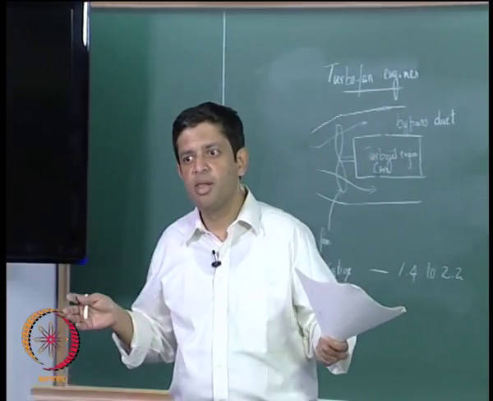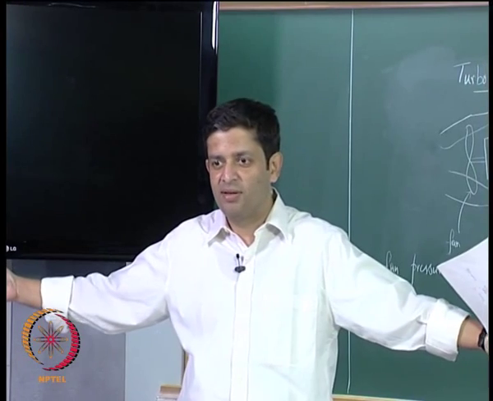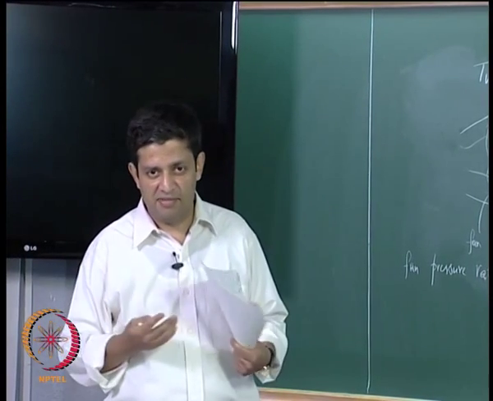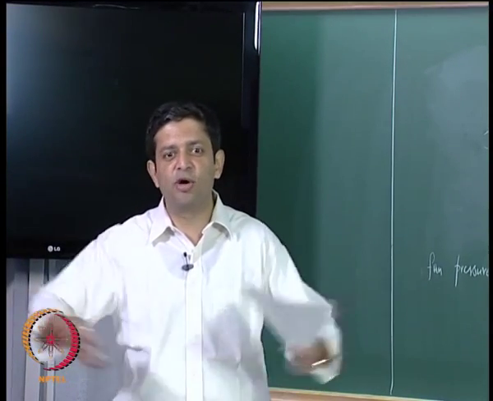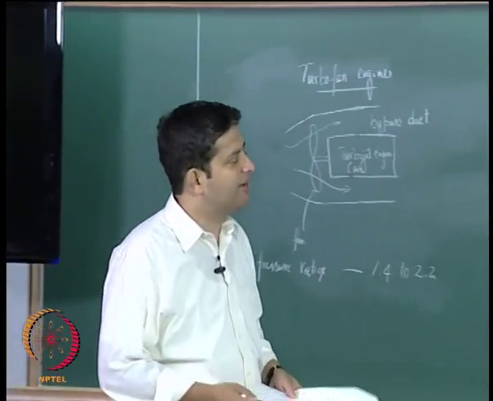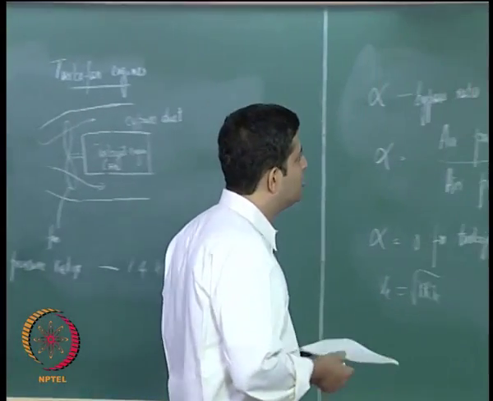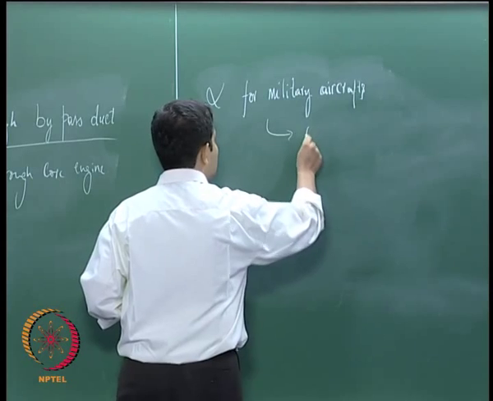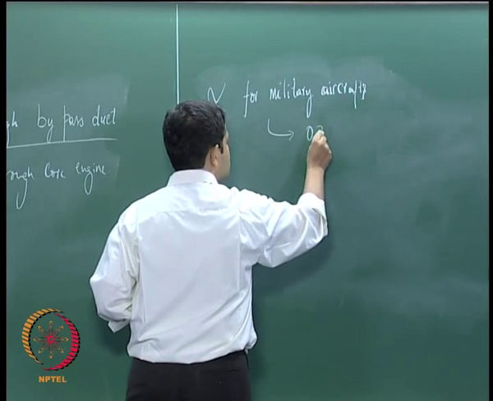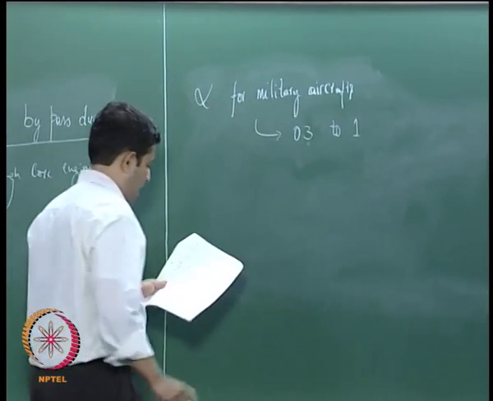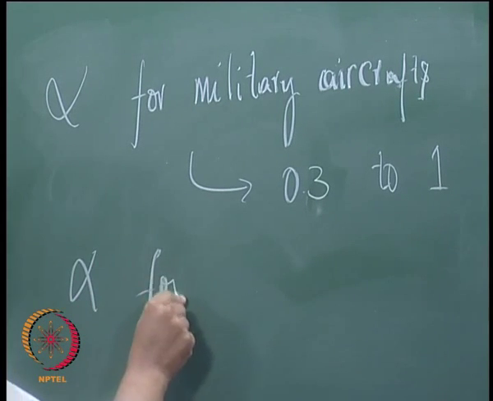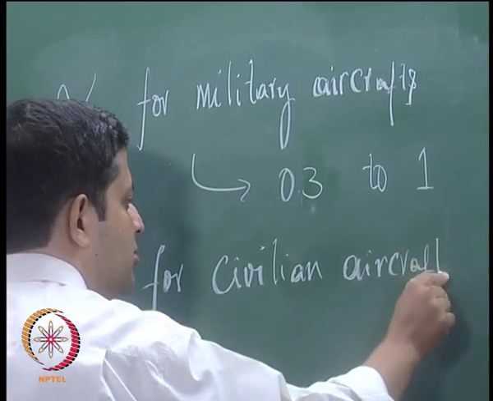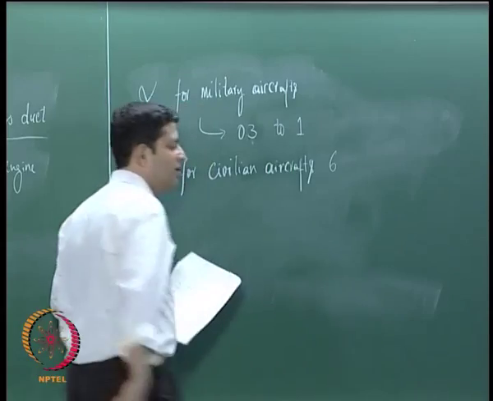If you look at any military aircraft, most military aircraft do not have their engines on the wings. Okay. Their engines are fitted into the body. They are in the body itself, right? Because you don't want a large drag. Whereas civilian aircrafts, you will hardly find any engine being fitted to the body, engine is always outside, okay. So in military aircrafts, the engine is fitted into the body, and you would like a smaller alpha because that will mean smaller frontal area also, okay. So typical values are between 0.3 to 1, and alpha for civilian aircrafts is around 6.